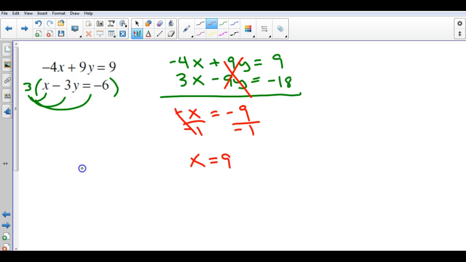So what I'm going to do is substitute this back in. It doesn't matter which equation. I'm going to substitute it into the bottom one. So 9 minus 3y equals negative 6.